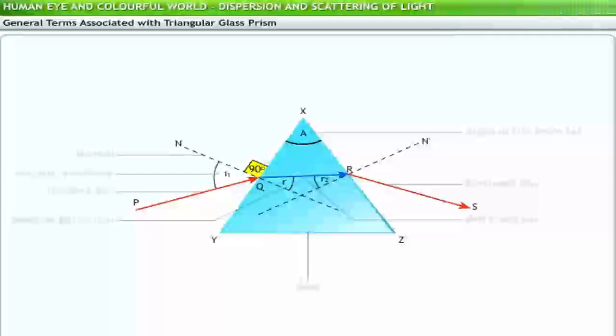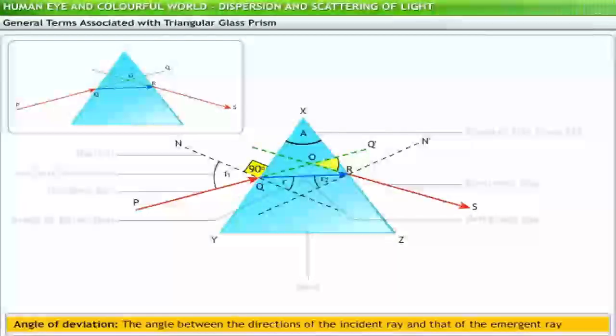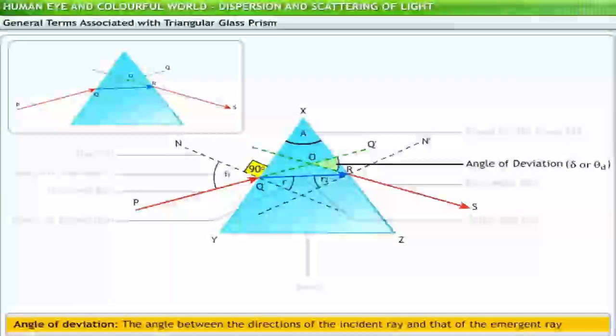In the absence of the glass prism, the incident light ray would follow the path PQ-QQ'. Due to the prism, the light ray emerges along the path RS. Thus, the light ray deviates from its initial path. The angle between the directions of the incident ray and that of the emergent ray is called the angle of deviation and is represented by the Greek letter delta or the English letter d. Here, angle Q-O-R is the angle of deviation.